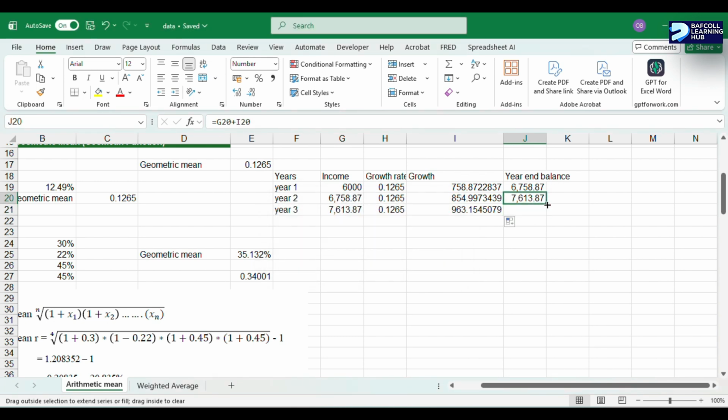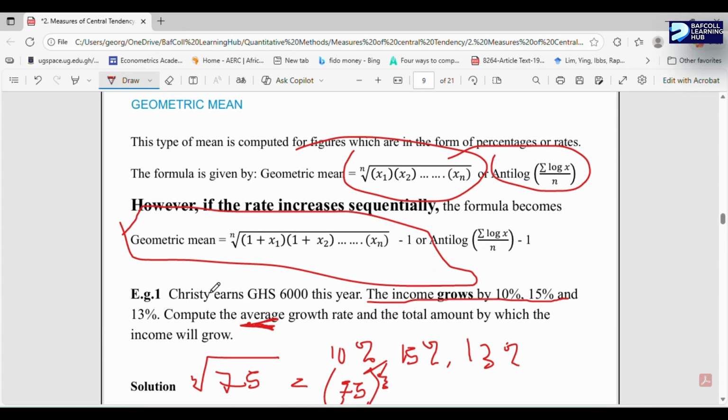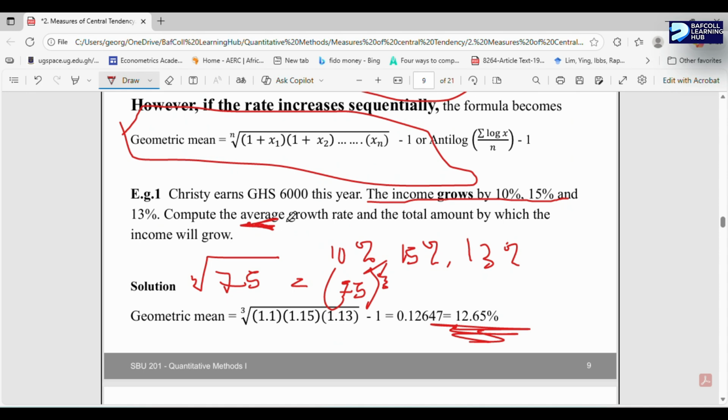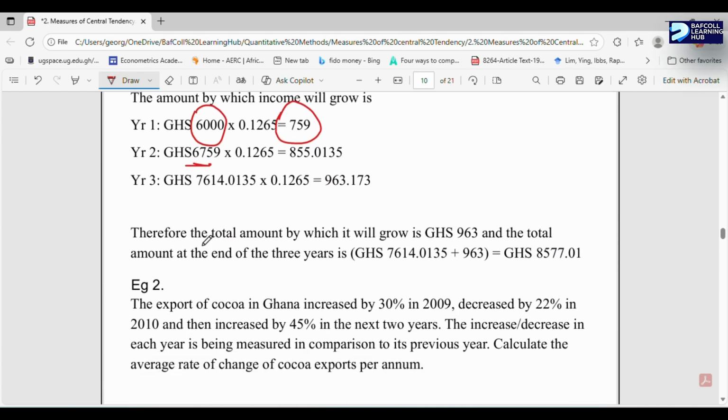So since I'm dealing with figures, let me reduce the decimals to 2 decimal places. Alright, so now the question is asking us to compute the average growth rate and the total amount by which the income will grow. Alright, so we can go ahead.